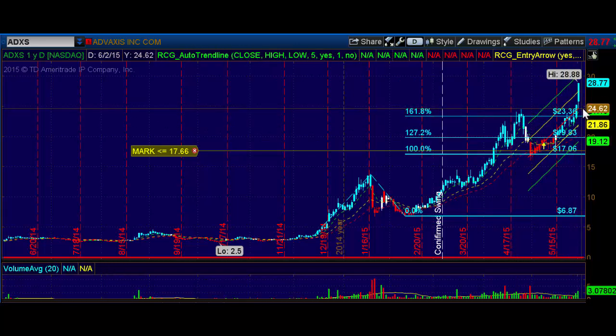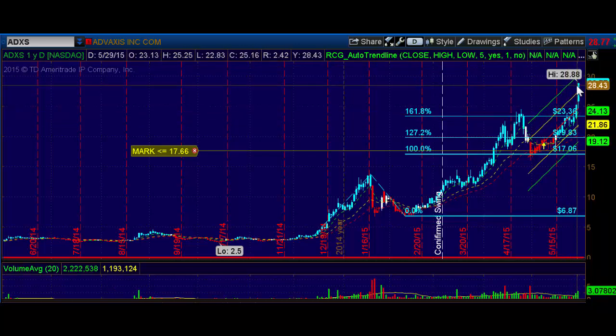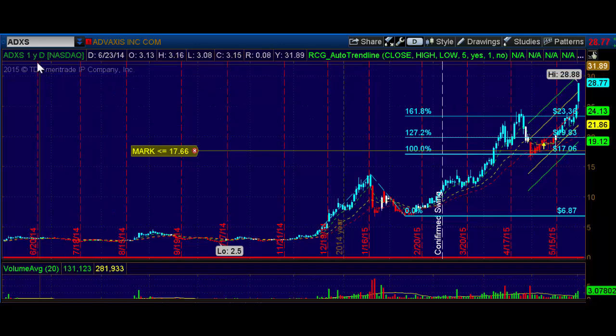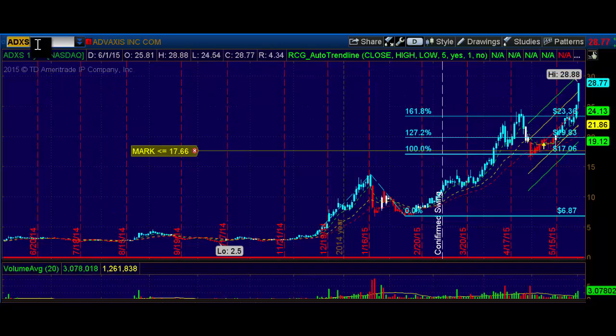Remember, look left to be right. Bing, bing, bing. Finally, boom, big time breakthrough to the upside today. This is really, really good. This is a good sign. Ticker ADXS.